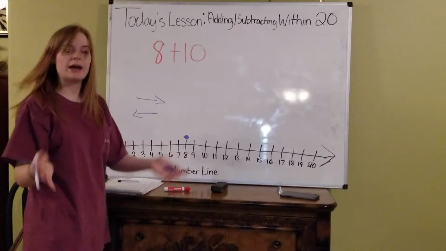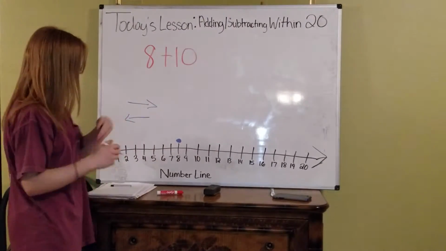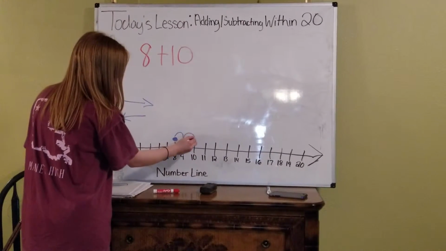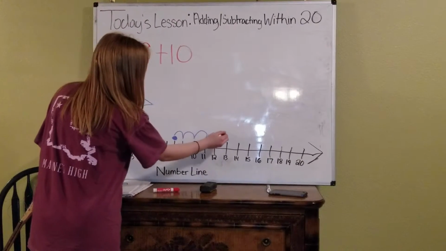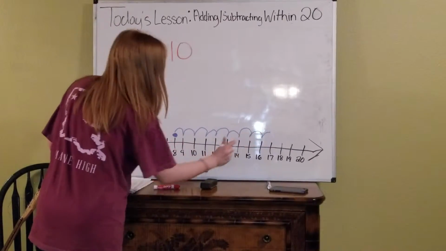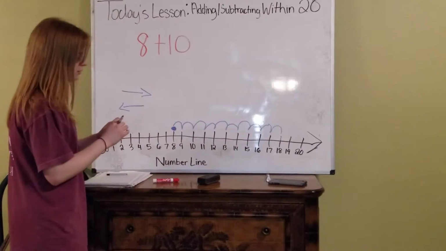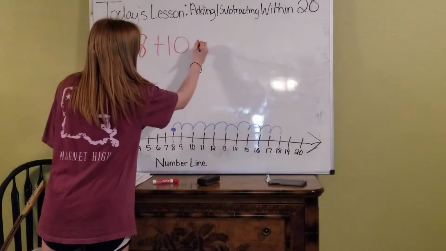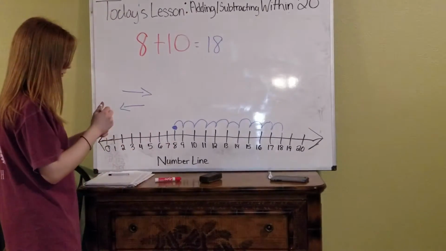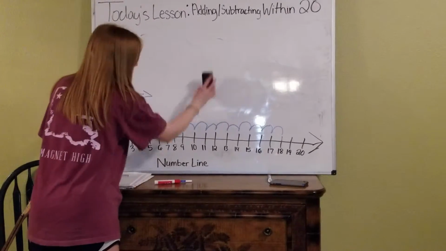So if we're adding, which way will we go? We would go to the right. So we're going to go over 10 spaces. So 1, 2, 3, 4, 5, 6, 7, 8, 9, 10. And that will lead us to our total of 18.